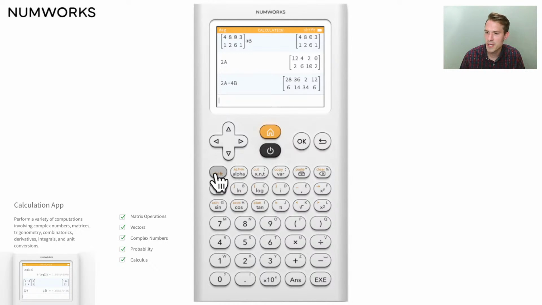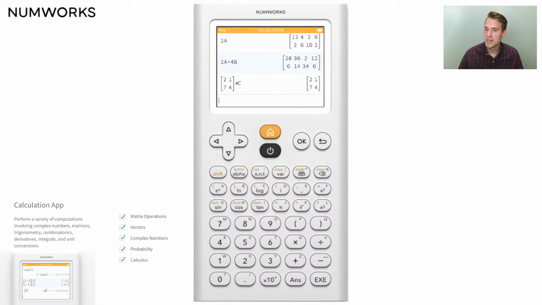Let's go ahead and create another matrix. Let's do a 2x2 matrix. This matrix I'm going to store as letter C. So this is going to be 2, 1. Let's do 7, 4. And I'm going to store that as matrix C.